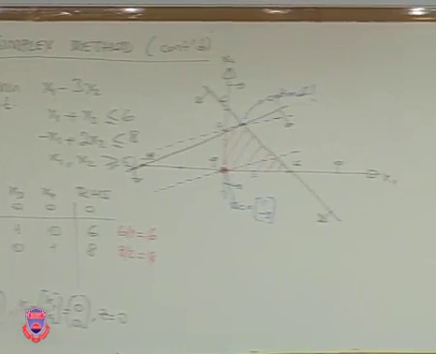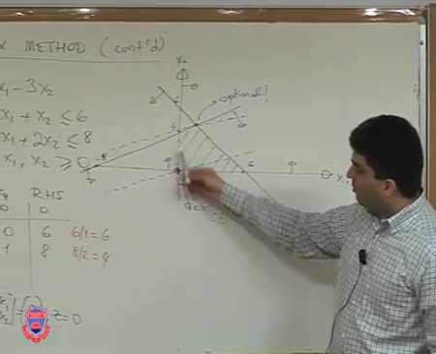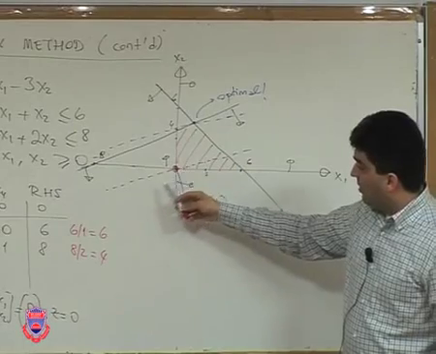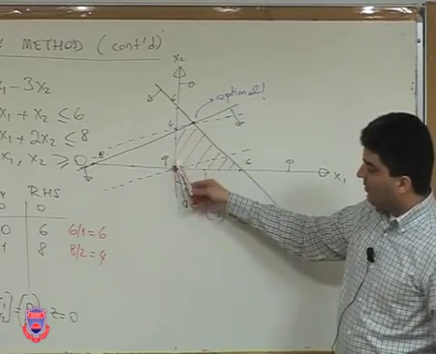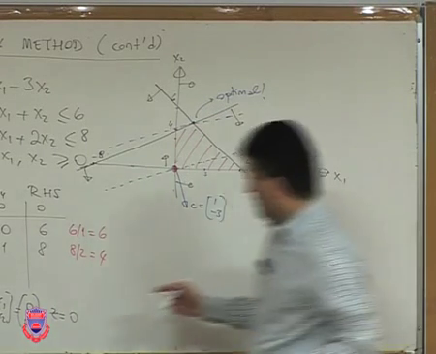And indeed, if you look at the picture, this is my first constraint, so I can increase x2 up to 6 and still satisfy this constraint. And this is my second constraint. I can increase x2 up to 4 and still satisfy this constraint. If I go beyond 4, I'm going to violate the second constraint. So the second constraint is the binding one, the more restrictive one.